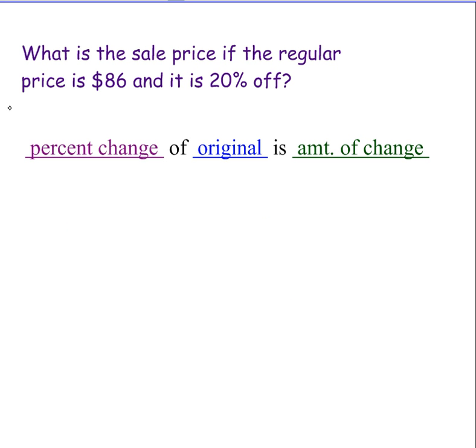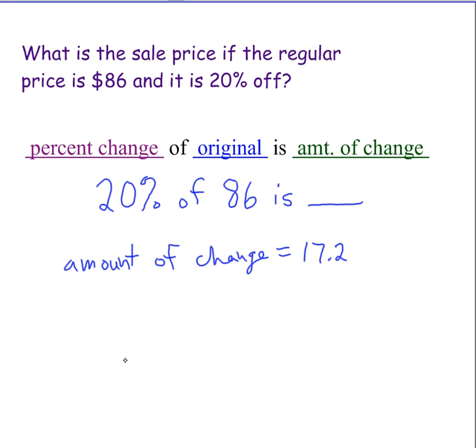In our next example, we want to find the sale price if the regular price is $86 and it's 20% off. I'm going to use percent change of original is equal to amount of change. My percent change of 20% goes in this position. Of is here, 86 is my original, and the amount of change is here. So if I take 20% of 86, I get an amount of change of 17.2.